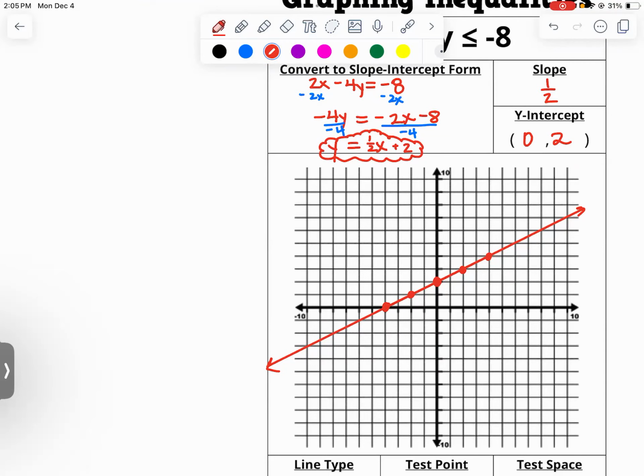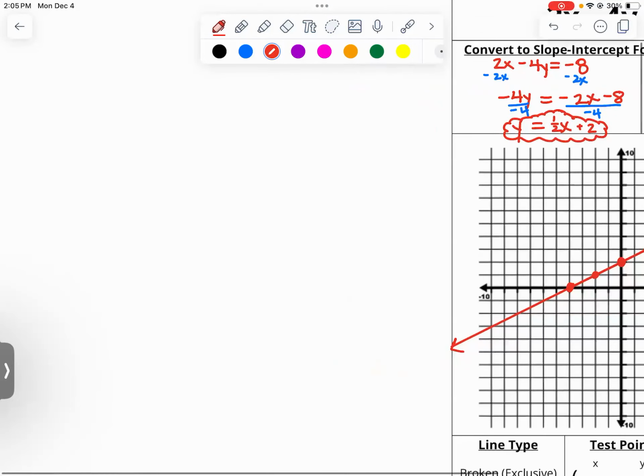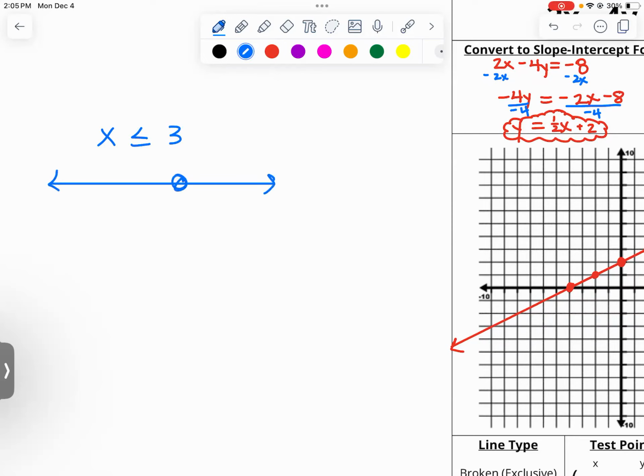Now, here's the deal. We haven't talked about this yet, okay? But please do not write what I'm writing down. As you draw your line, I want you to think about this. If we have x is less than or equal to 3, we talked about how this would be our graph, right? What if we had x is less than 3? How would our graph look different? Okay, we'd have an open circle.